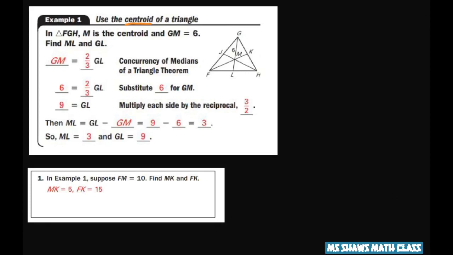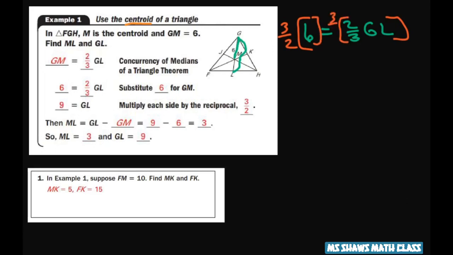So basically we have GM, and it is the total length here. So you'd have 6 equals 2/3 of GL, based off our theorem. And to solve for GL, you would multiply both sides by 3/2. So this cancels that out. 2 goes into 6 3 times, and 3 times 3 is 9. So the whole length is 9, so that would mean this part is 3, because 9 minus 6 equals 3.